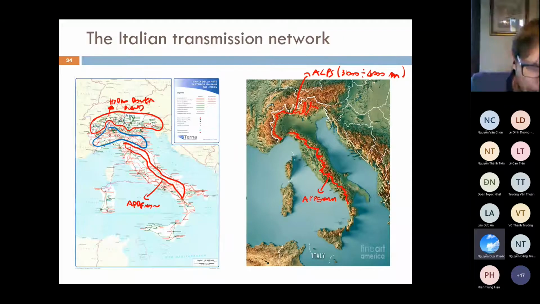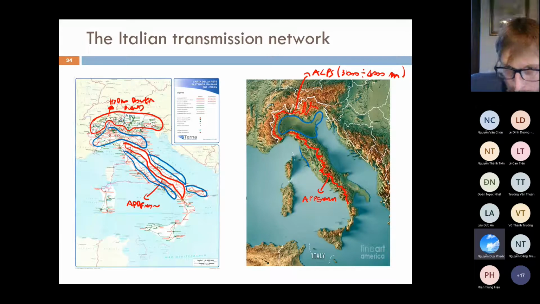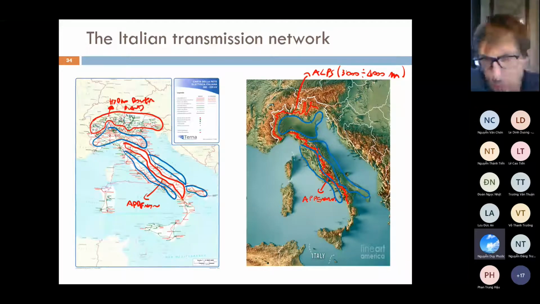Here, here, here, basically, which corresponds to the area where we do not have mountains. So maybe you have a similar situation also in Vietnam, but that's more or less the case. When you are investing in transmission lines, you also have to consider this. Back to the things that I stress many times.